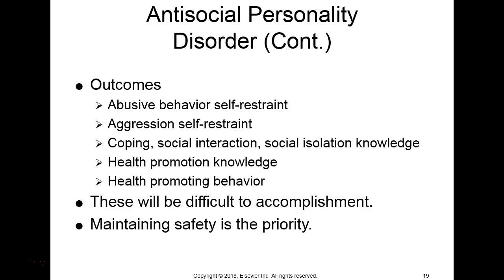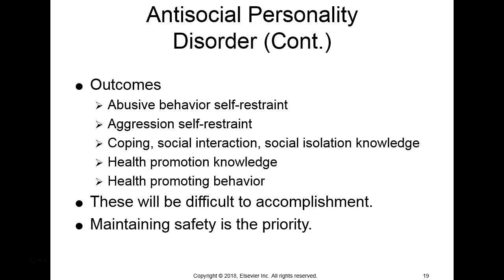We hope that the outcome, at least, is that they will show some self-restraint in their abusive behavior towards others and their aggression. So these would be some good outcomes that we could hope for. But again, many of these, it's very difficult to accomplish. Many of these patients aren't even going to come into treatment voluntarily. Perhaps they're going to be forced into treatment, or possibly through the legal system, forced into treatment. So we want them to cope better, have better social interactions, health promoting behaviors. But again, very difficult to accomplish.